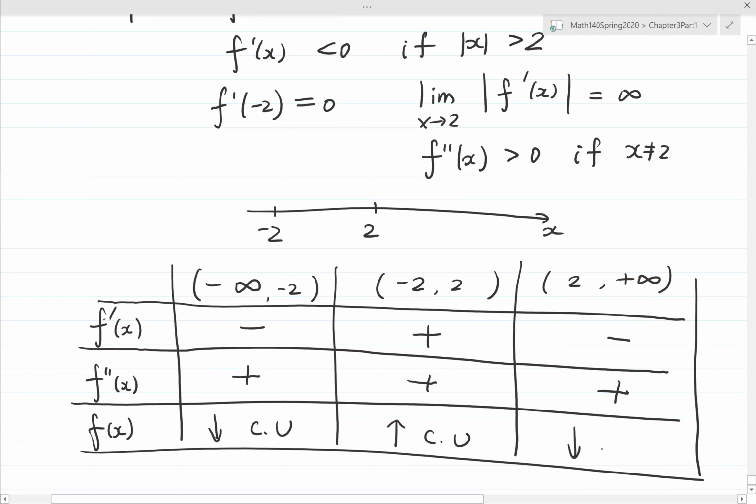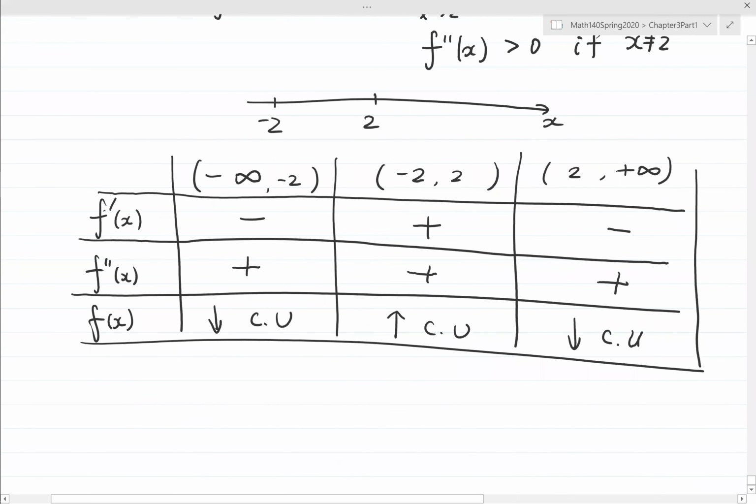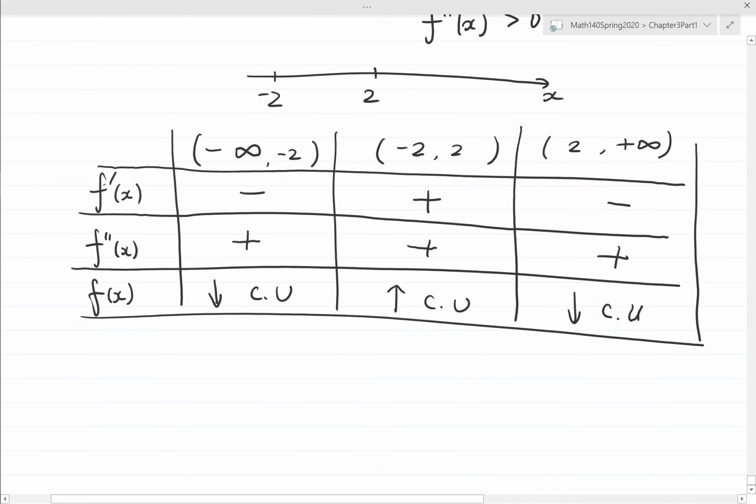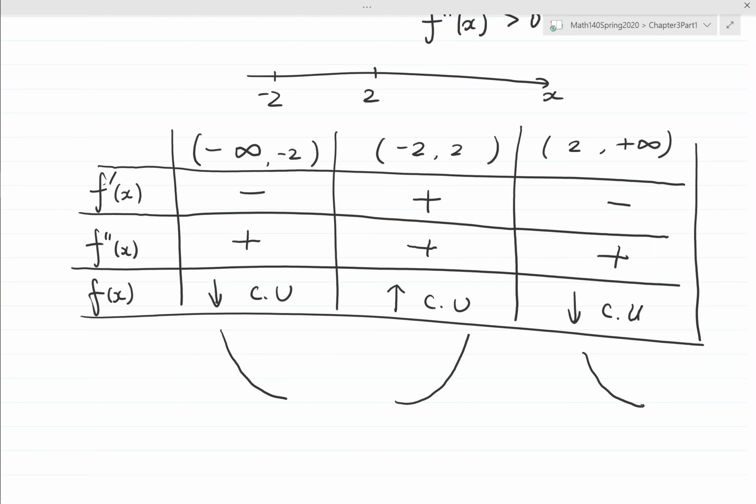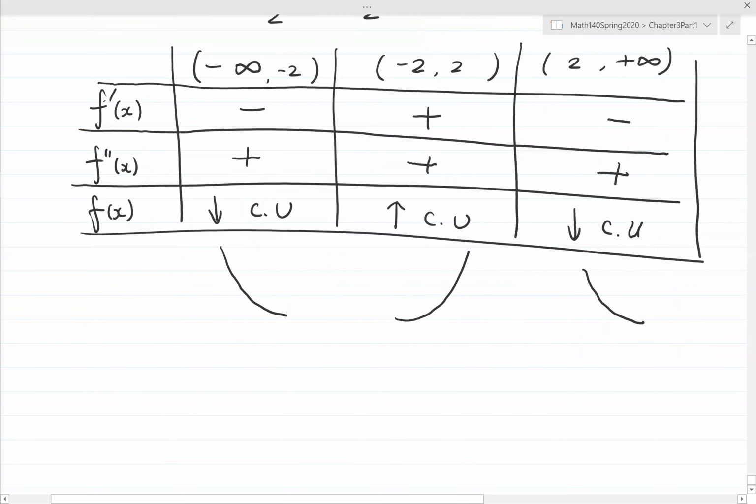Then you see we have decreasing concave up, and increasing concave up. Decreasing concave down. Oh, sorry, concave up. Now if you plot the graph, decreasing concave up looks like this. Increasing concave up, and then decreasing concave up. And then we piece all the information together, group all the information together, and plot a graph.